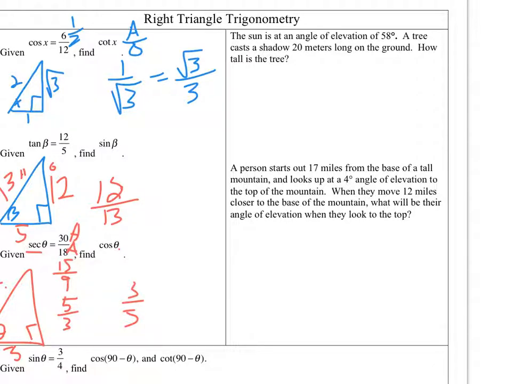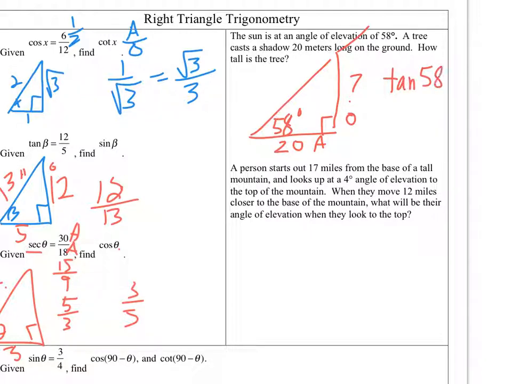The sun is at an angle of elevation of 58 degrees. A tree, that's my tree, casts a shadow 20 meters long on the ground. How tall is the tree? We're going to assume the tree comes out of the ground at a right angle. So we care about our opposite and our adjacent. And for that, I'm going to use tangent. Tangent of 58 is equal to question mark divided by 20. Our tree is 20 times the tangent of 58 tall.